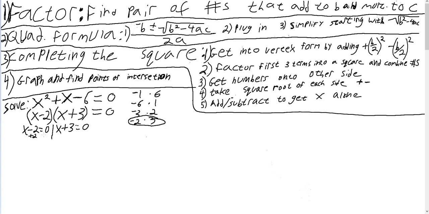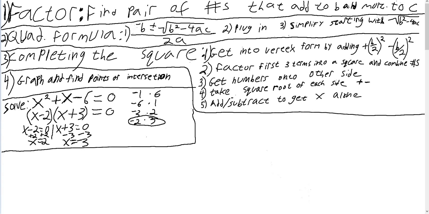So, if x minus 2 equals 0, add 2 to each side, we get x equals 2. Notice it's the opposite of this. When you have x minus 2 as one of the factors, one of the solutions, also called zeros or roots of the equation, is going to be x equals 2. And when you have x plus 3 as a factor, one of the roots is going to be x equals negative 3. Okay, so that is solved using factoring.